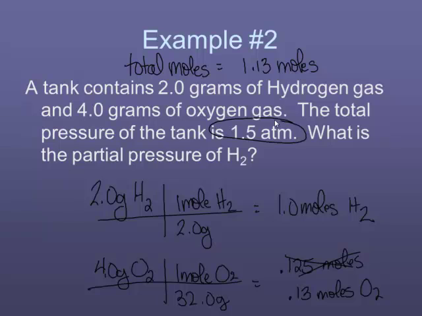So in order to solve for the partial pressure of just hydrogen gas, I need to make sure that I do a mole fraction using hydrogen with the total. Remember, this fraction should always be less than 1. In order for it to be less than 1, you're going to put the part over the whole. So the fraction would be 1.0 moles of hydrogen over the total, which is 1.13 moles total. So here's your mole fraction. And then you need to multiply that by the total pressure, which is 1.5 atmospheres. Do this on your calculator and you will solve for the partial pressure of hydrogen.